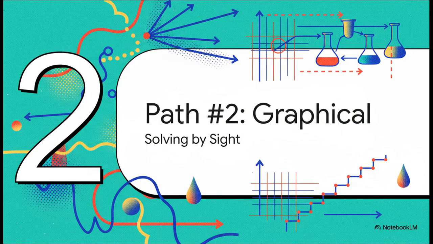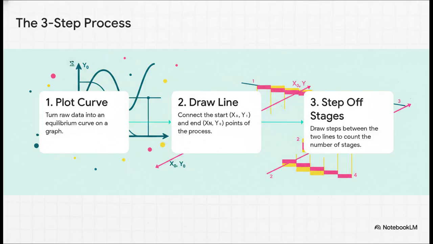So what happens when the chemistry isn't so simple? When that relationship is a curve instead of a straight line? Well, that's when we take our second path, the graphical method. And for this one, we can pretty much put away the calculator because we're going to solve the problem with our eyes. Now, the beauty of this method is its wonderfully elegant three-step process.